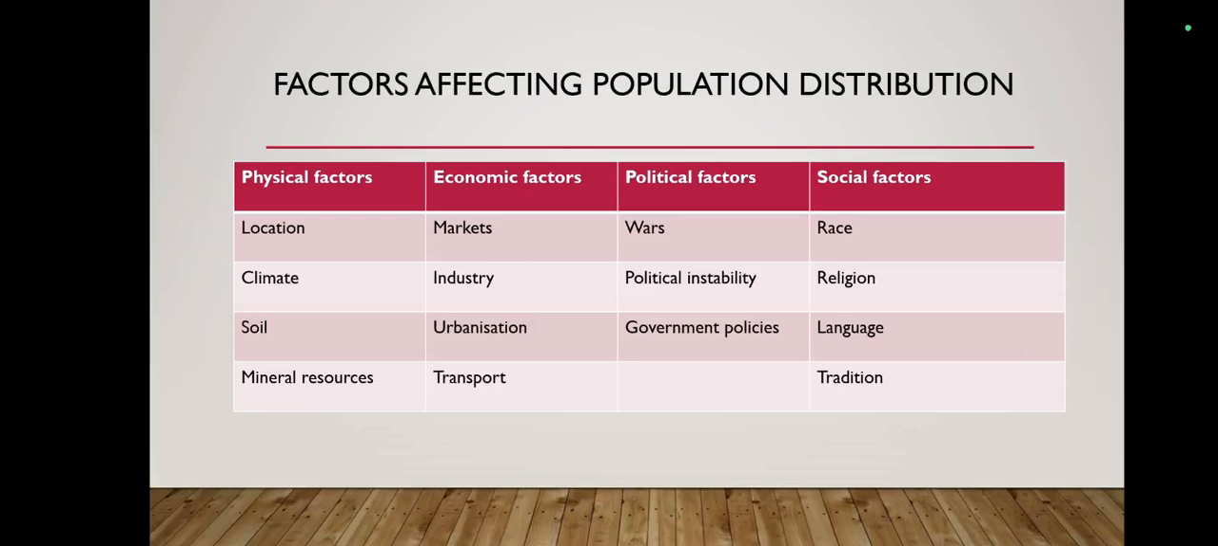Second is industry. Industrial areas offer employment opportunities. A large number of people make their way into these areas. Therefore, the population in these areas gets more and more. Example, Mumbai in India and Osaka in Japan.